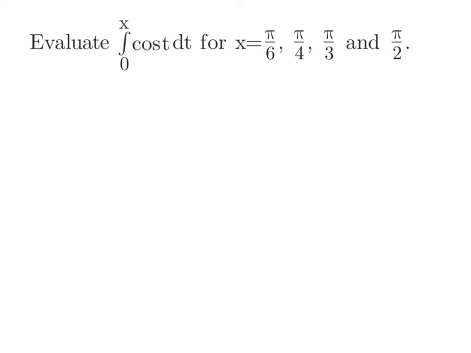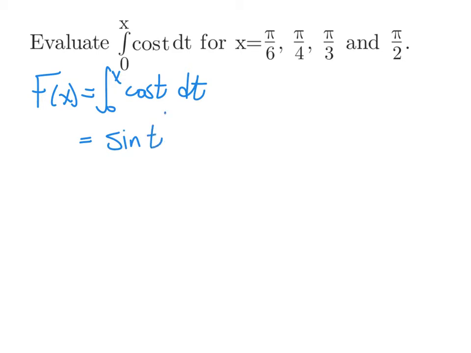Now, let's evaluate the integral from 0 to x of cosine t dt for 4 different values of what x can be. Instead of starting from scratch and going from 0 to pi over 6 and then from 0 to pi over 4 and so on, I'm going to create this new function, F of x. And that's going to be the integral from 0 to x of cosine t dt. And we know how to calculate that because the integral of cosine is going to be sine. And with the definite integral, we evaluate it from 0 to x.